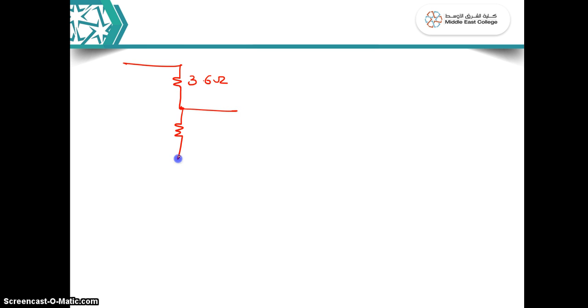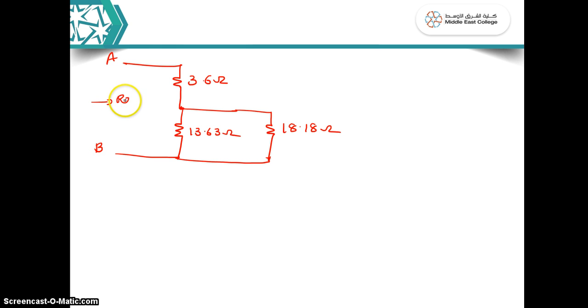Now at this point you have connected two resistances. One is 13.63 ohm, which should come in parallel with 18.18 ohm. And this is your point A. This is your point A. Here you have to find the R equivalent. These two are connected in parallel.